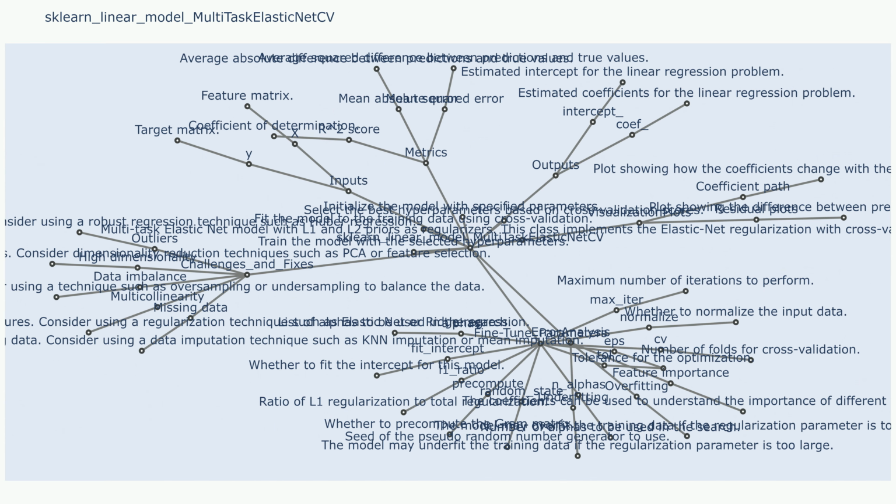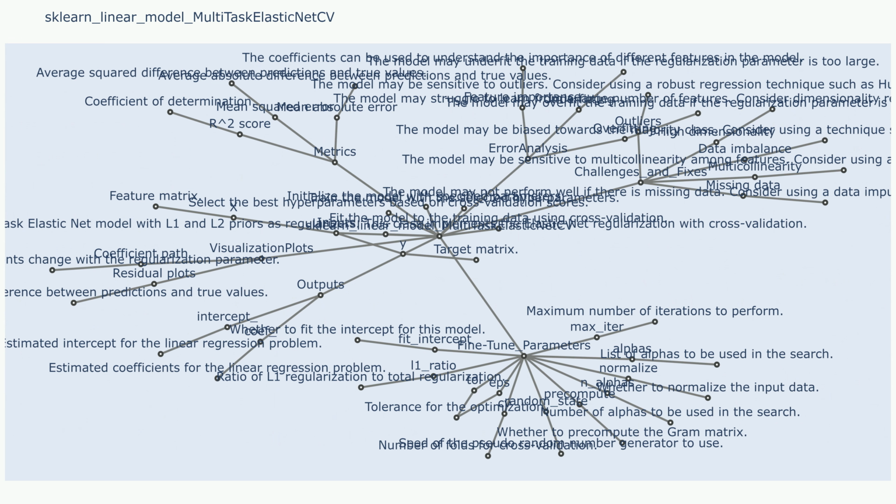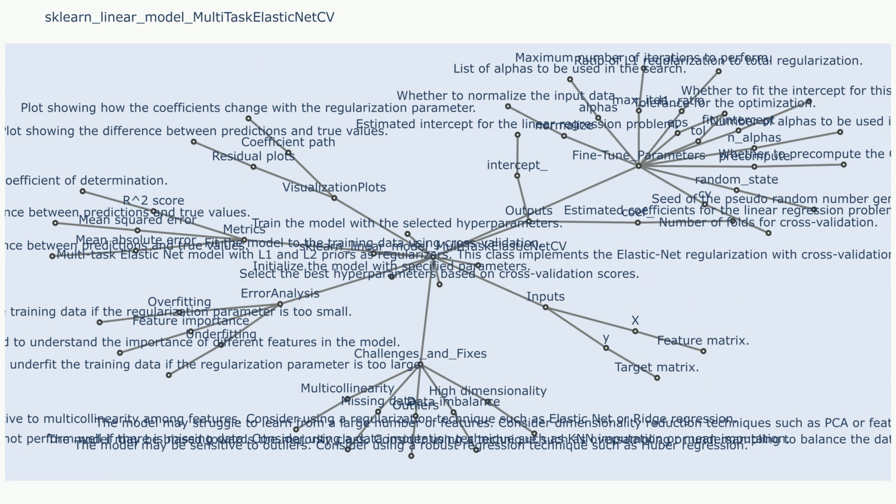In order to select the optimal alpha and L1 ratio, a cross-validation scheme is used on the training set to find the values that minimize the mean squared error. Inputs: X, array of shape (n_samples, n_features), the training input samples. Y, array of shape (n_samples, n_targets), the target values. Outputs: coef, array of shape (n_targets, n_features), the coefficients of the linear model. Intercept, array of shape (n_targets), the independent term in the decision function. L1 ratio: the L1 ratio chosen by cross-validation. Alpha: the alpha chosen by cross-validation.